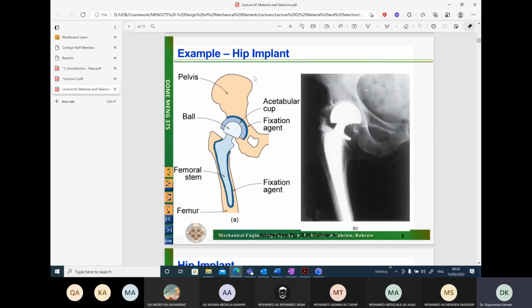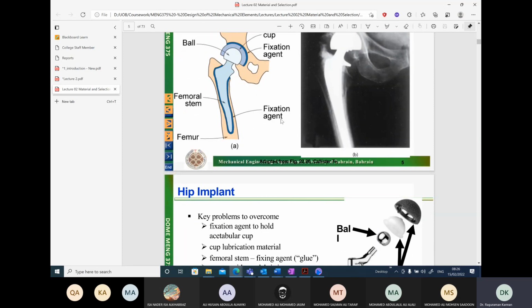Because a typical hip implant, you can see here, is not just made out of a single material. There is a metallic ball, then there is the fixing agent, in dark blue color, and there is also some kind of a cup which takes care of the lubricating properties. And you can see the fixing agent all around here. Okay, so this is a very simple description.